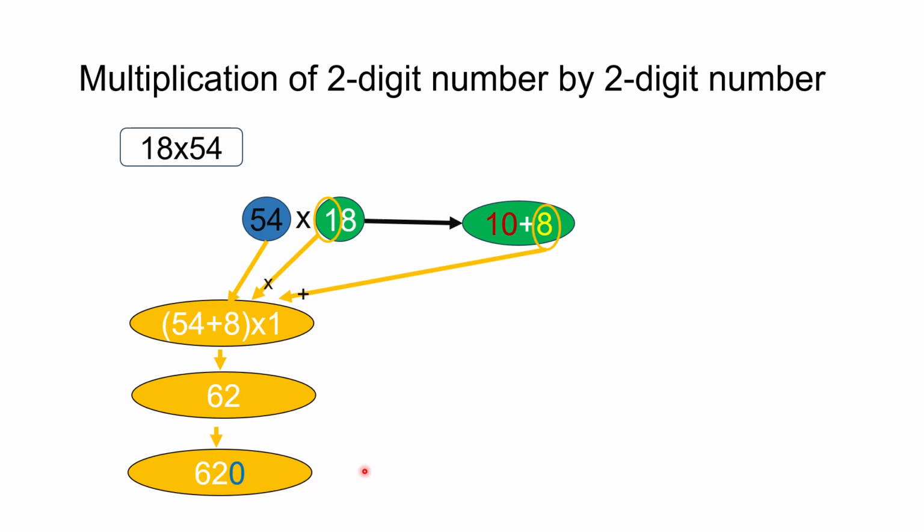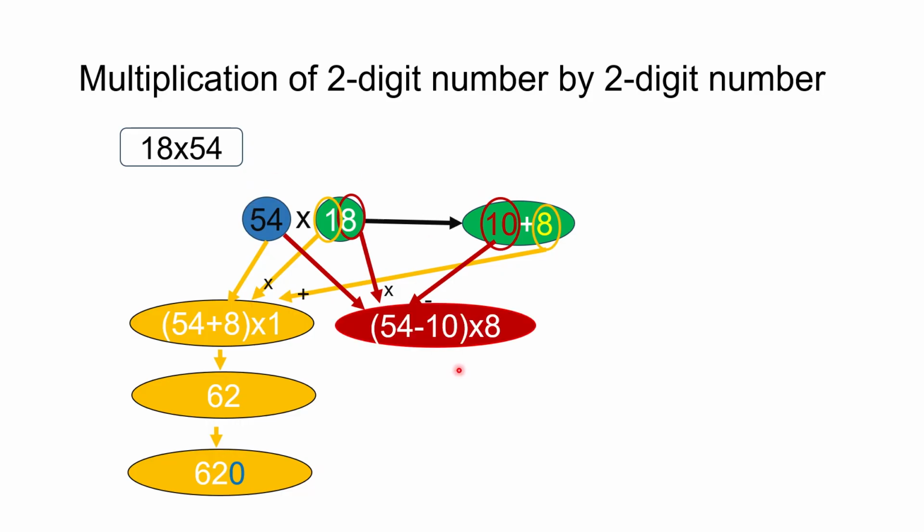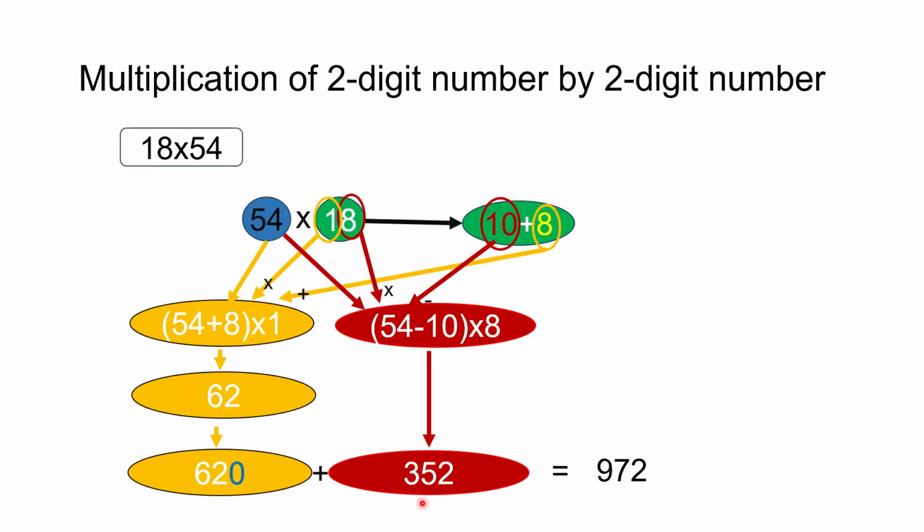620. For the next number, we subtract 10 from 54 to get 44 and multiply that 44 with 8 to get the answer of 352. So the final answer is obtained by addition of these two numbers, which is 972, which is the product of 18 and 54.